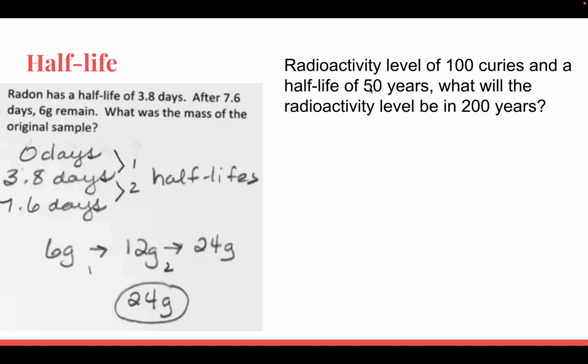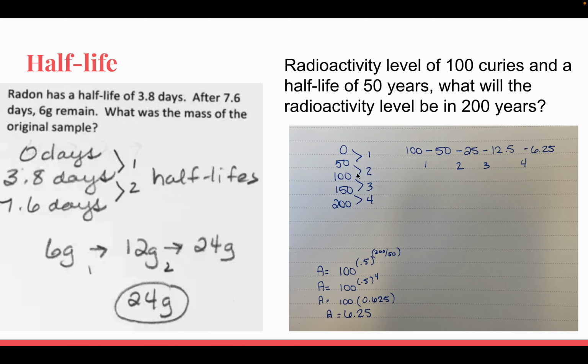Well, how many half-lives do I have? 200 divided by 50 is 4 half-lives. So I'm going to cut 100 in half 4 times. Not 100 divided by 4. 100 cut in half 4 times. So I would go 100, all right, then 50, then 25, 12.5, 6.25.